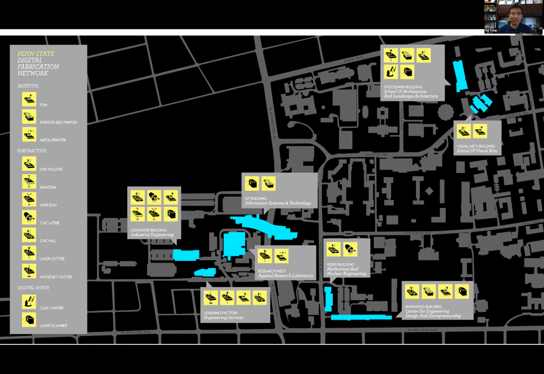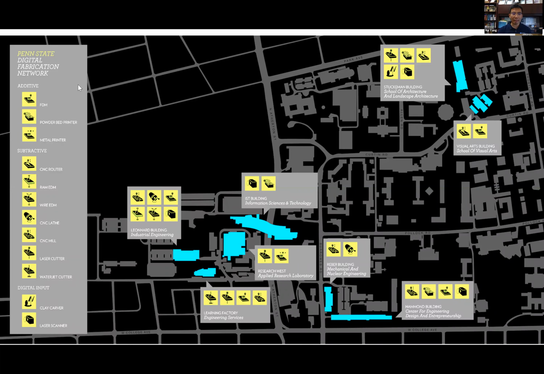And as you can see here, Penn State has about 20 major campuses. It's a Commonwealth campus system, not just located in UP. UP, University Park, is the main campus, but we have 20 more Commonwealth campuses distributed in the state of Pennsylvania. So in this paper, what we're trying to do is to build a digital fabrication network.